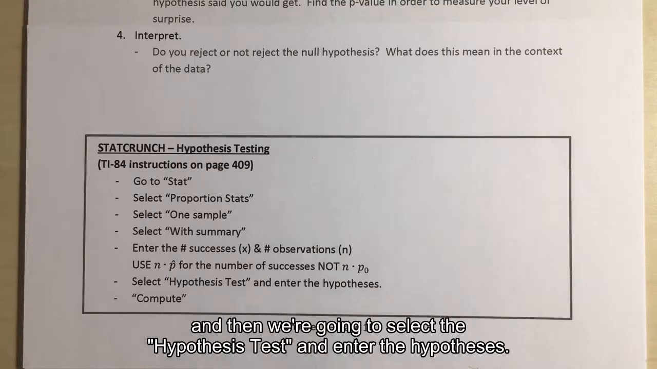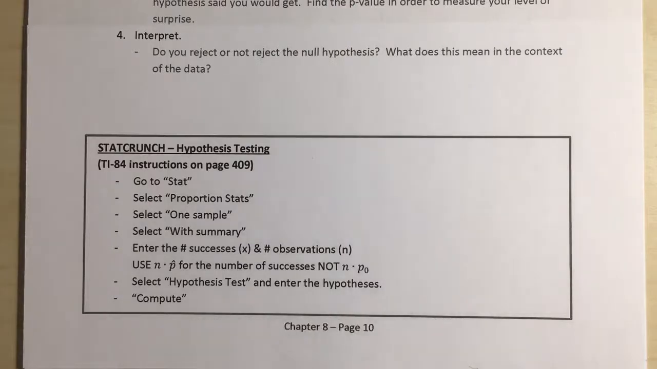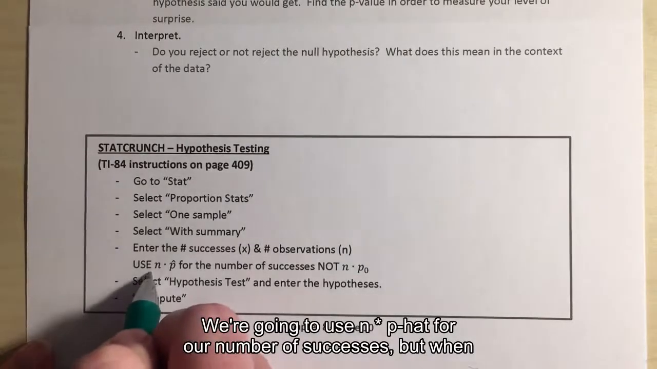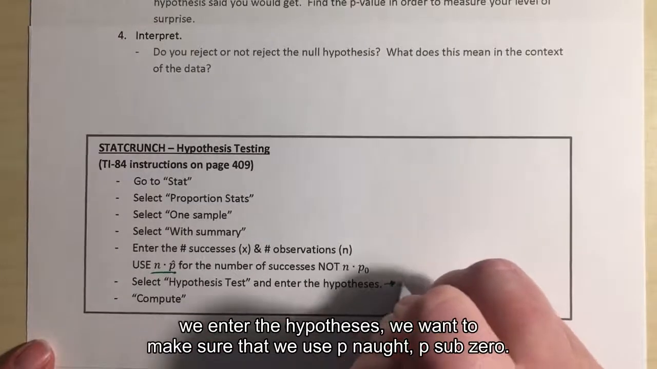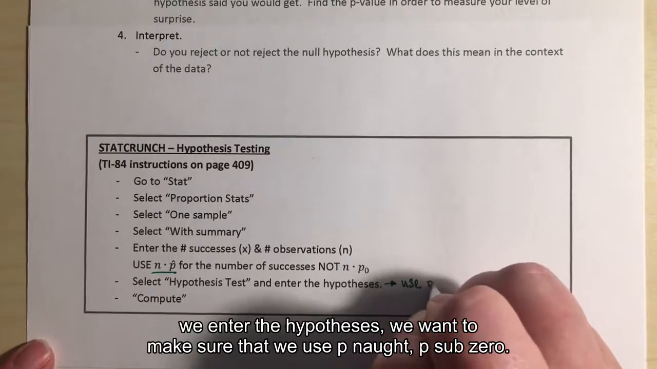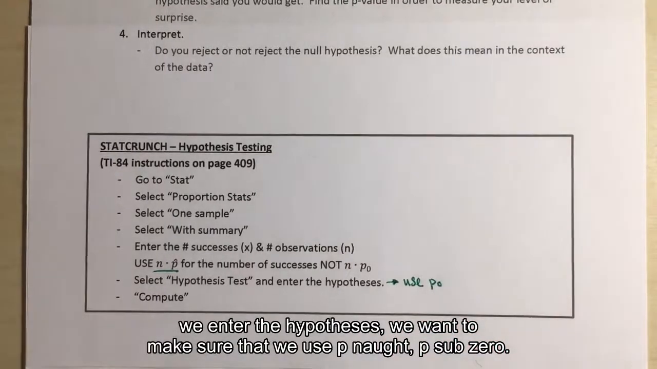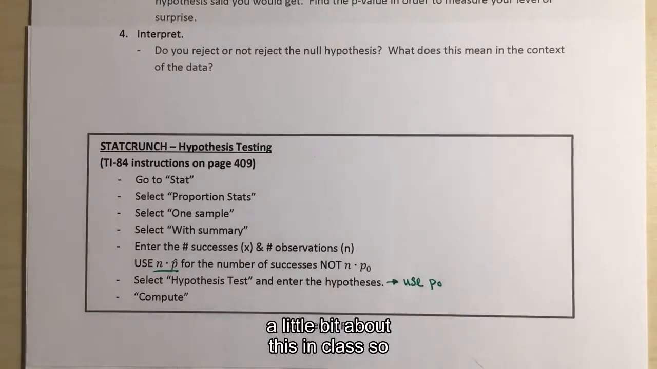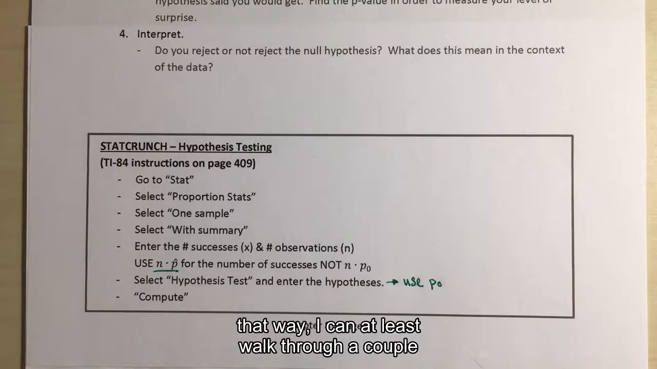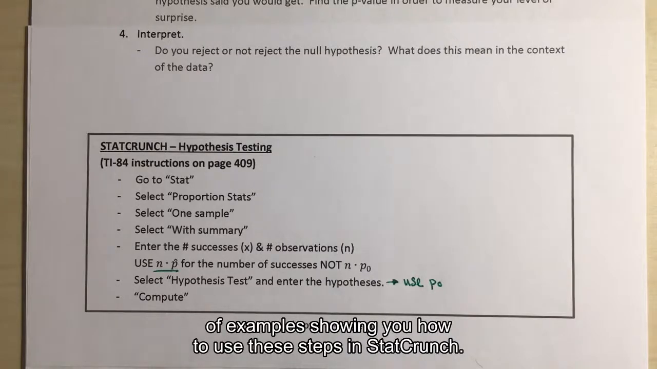And then we're going to select the hypothesis test and enter the hypotheses. We're going to use n times p hat for our number of successes, but when we enter the hypotheses, we want to make sure that we use p naught, p sub 0. Again, I will post another thing in D2L, and we'll talk a little bit about this in class, so that way I can at least walk through a couple of examples showing you how to use these steps in StatCrunch.